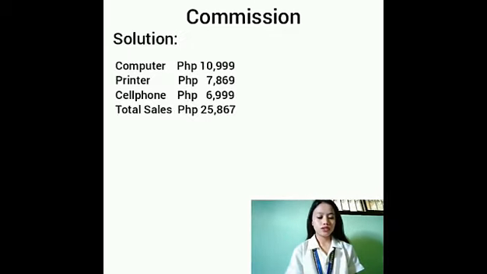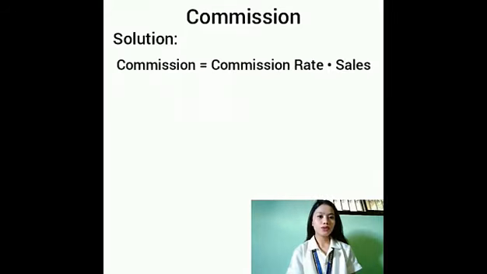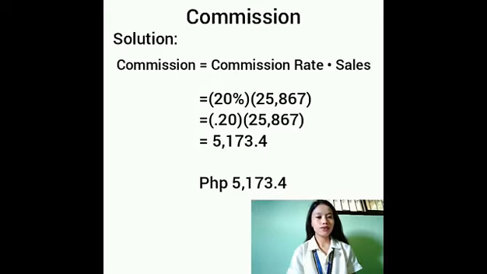First, we're just going to add all those appliances that he sells, and the total will become 25,867. To solve the commission, the formula that we're going to use is commission rate times sale is equal to commission. The commission rate is 20%, and the total sale is 25,867. Don't forget to convert the commission rate into decimal form. So 20% will become 0.20 times 25,867, which will become 5,173.4. That will be the commission of January.